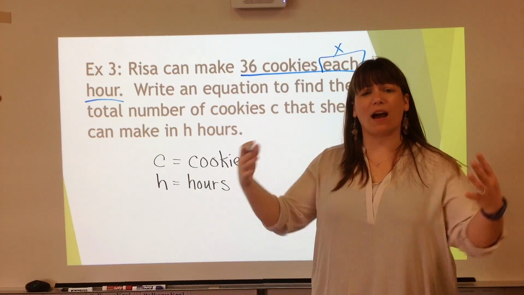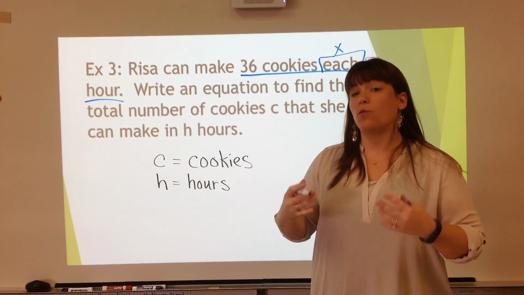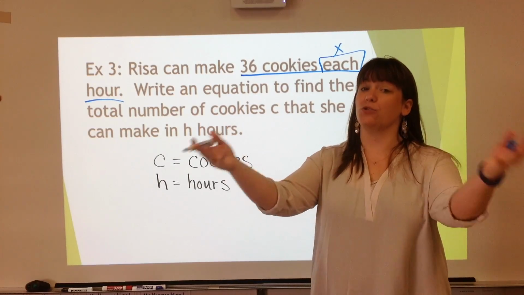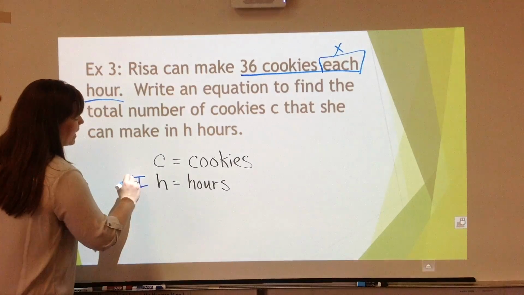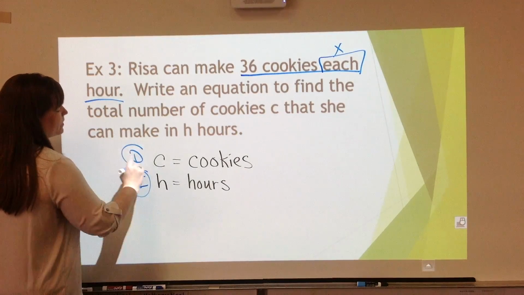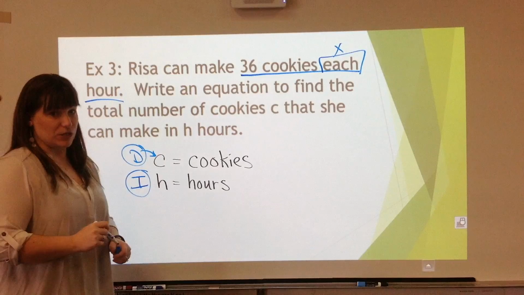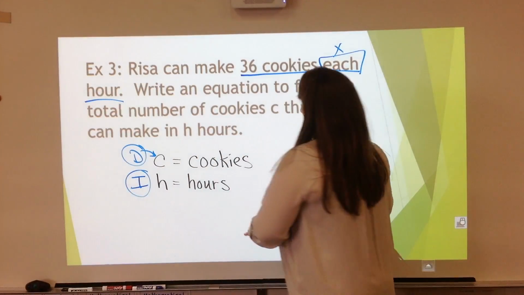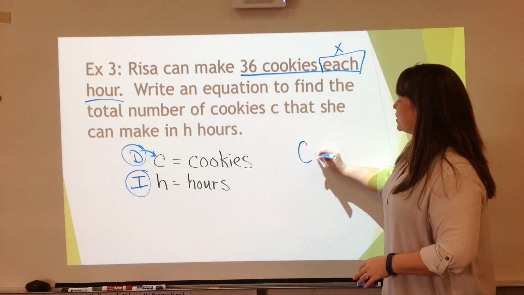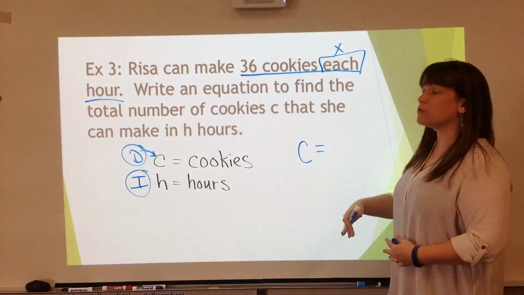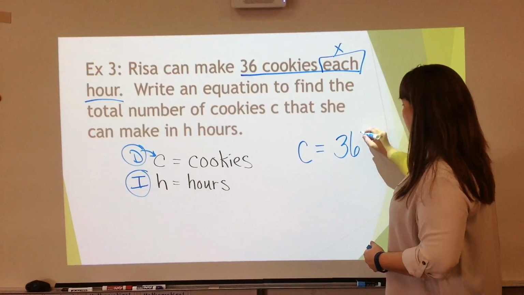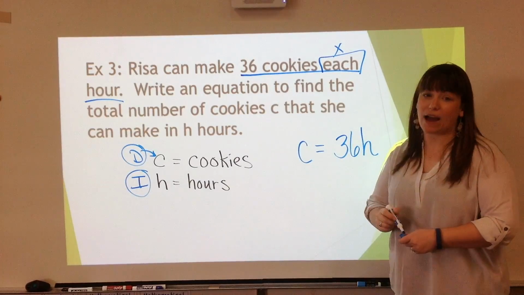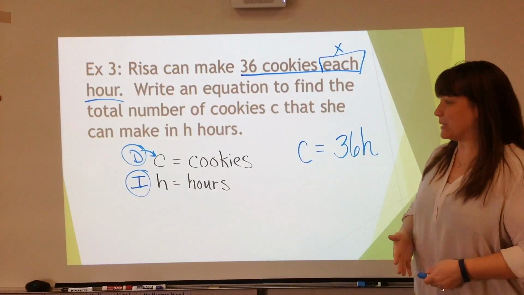Again, depending on how long you bake will determine how many cookies you have at the end. So the independent variable is the hours, and the dependent variable are those cookies. Because of that, we're going to have our C being equal to the 36 that's going to be multiplied by the number of hours that Risa bakes.